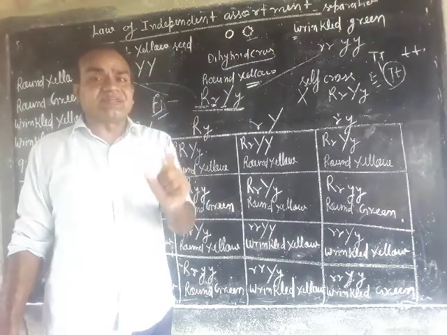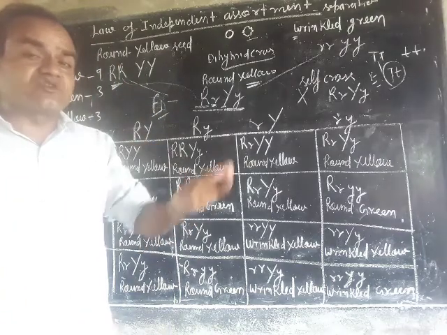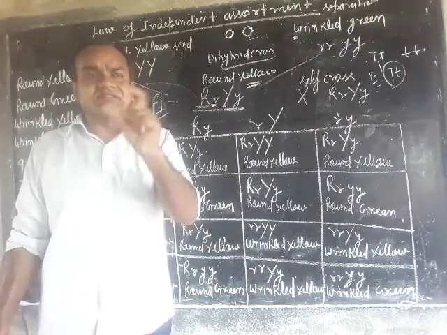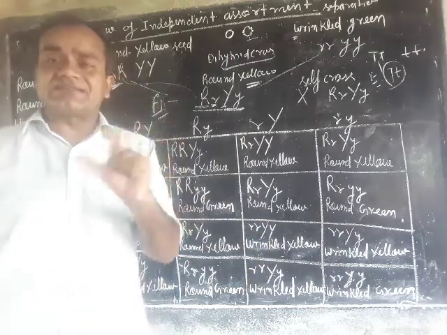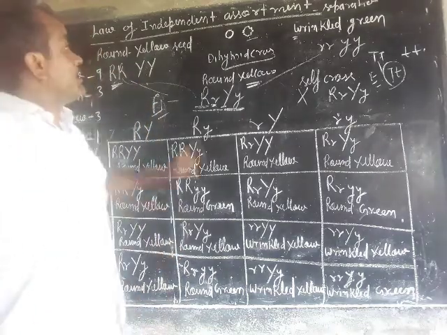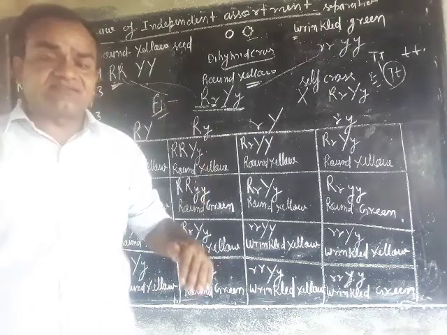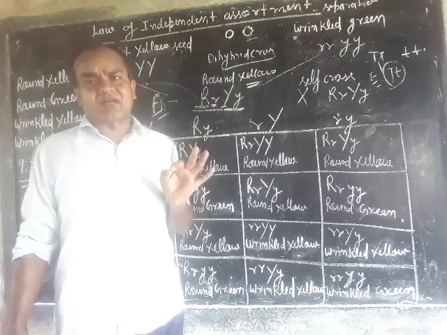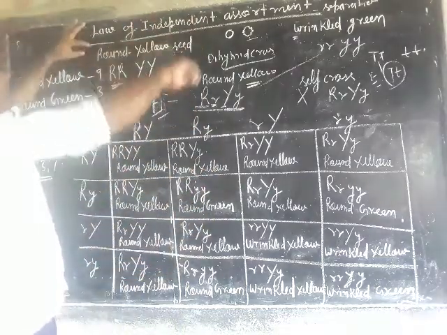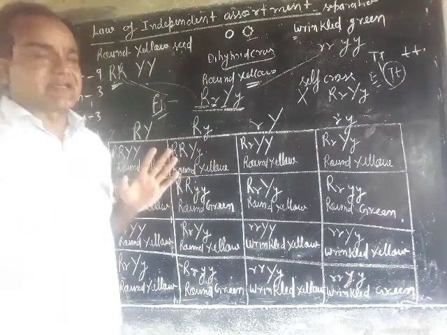Do you know what a monohybrid cross is? It is a cross between one pair of contrasting characters. Contrasting means opposite characters, such as one plant being tall and another being dwarf. This is known as one pair of contrasting characters. But the law of independent assortment is based on the dihybrid cross. In a dihybrid cross, we cross two pairs of contrasting characters.